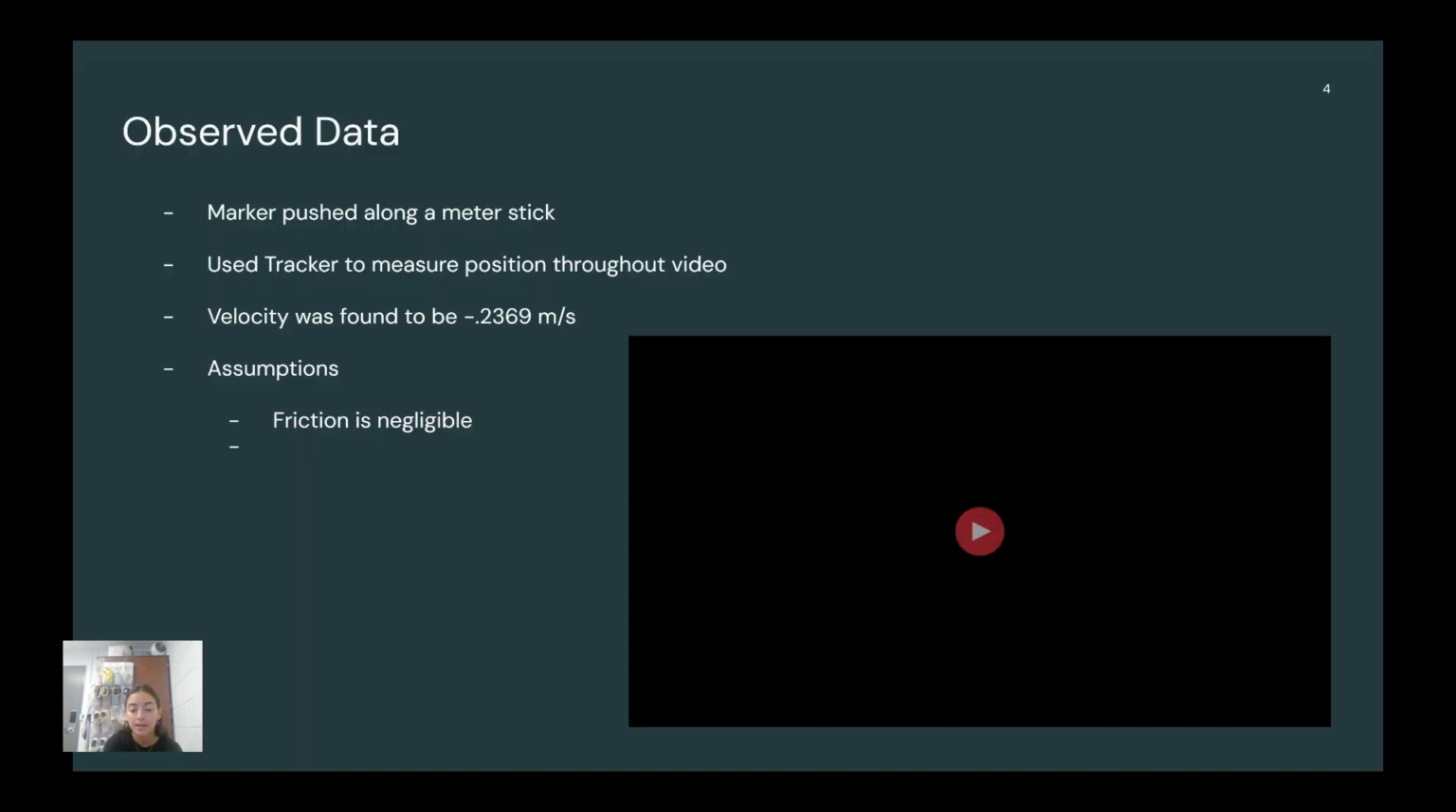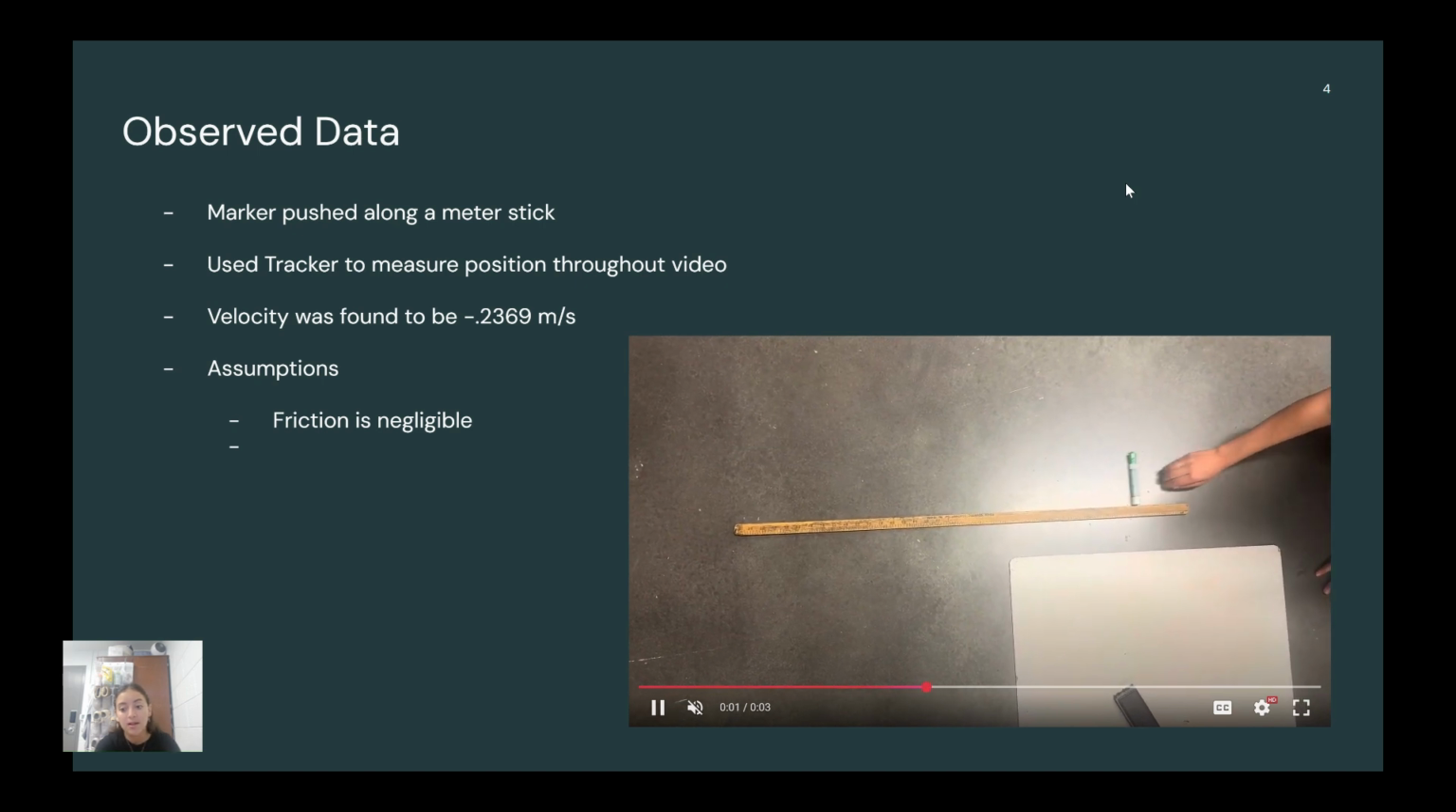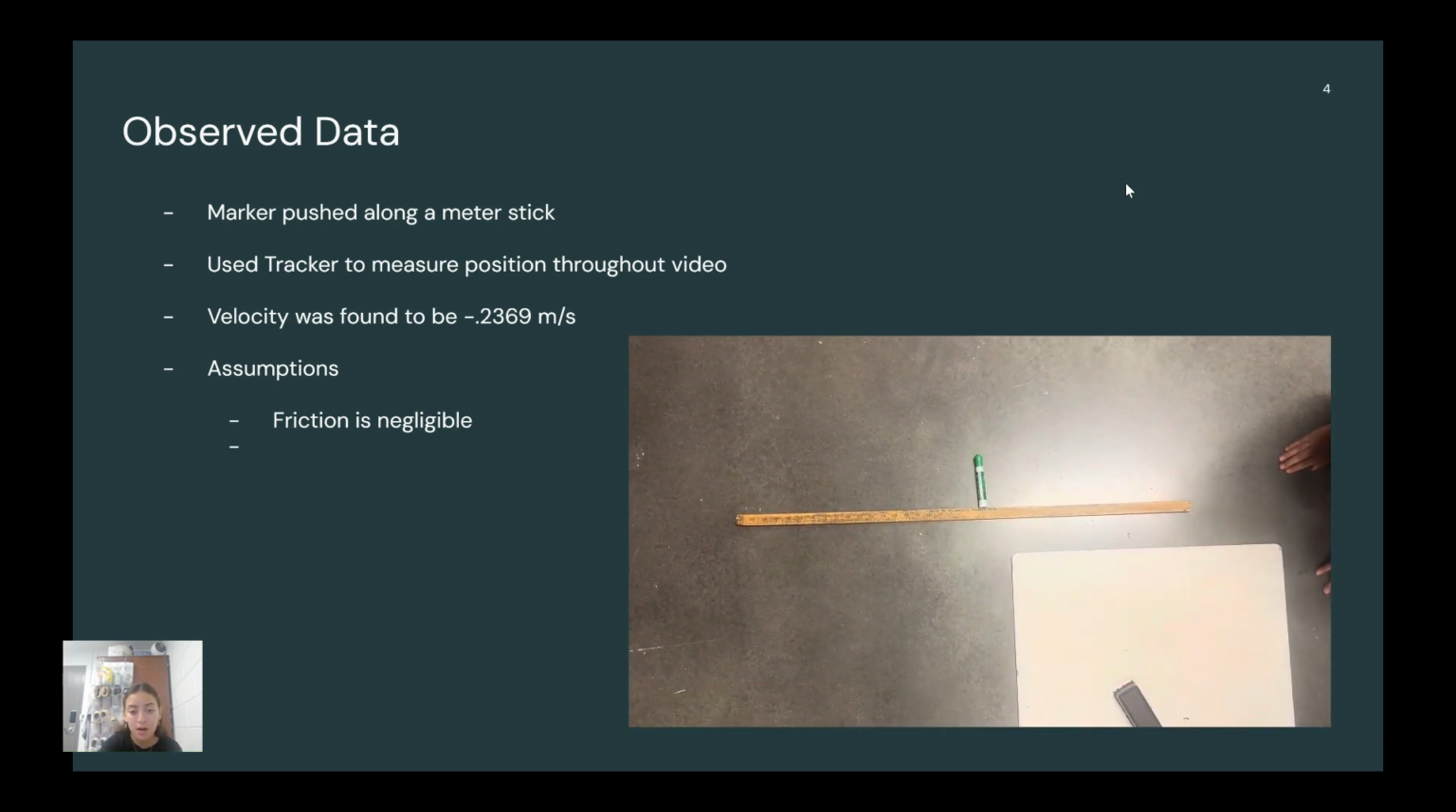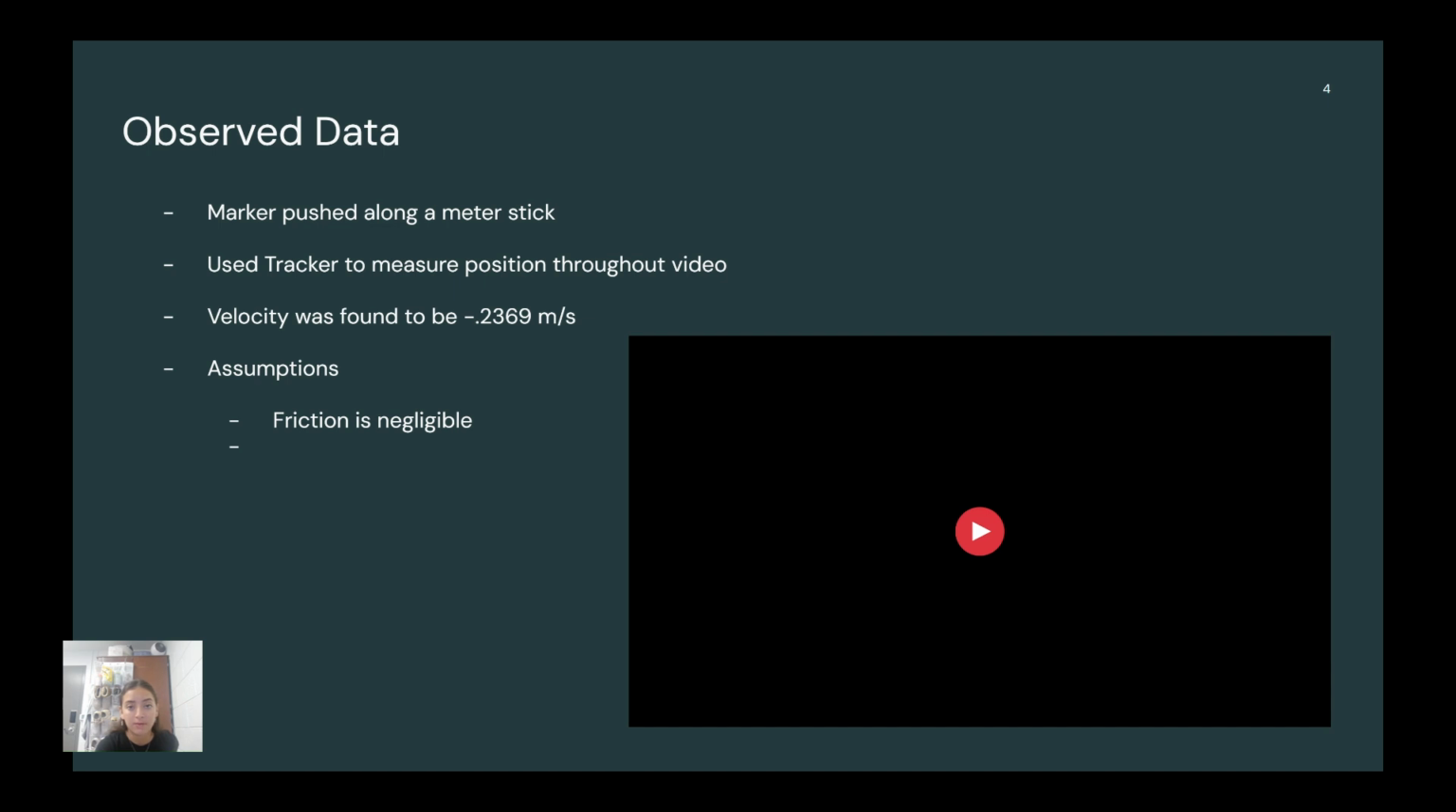Marker along a meter stick, as I said before. The potential issue in this data is that I applied an initial force to the object and the object comes to a stop, meaning that there is friction being applied. This may have potential issues later on, but we'll get into that later.